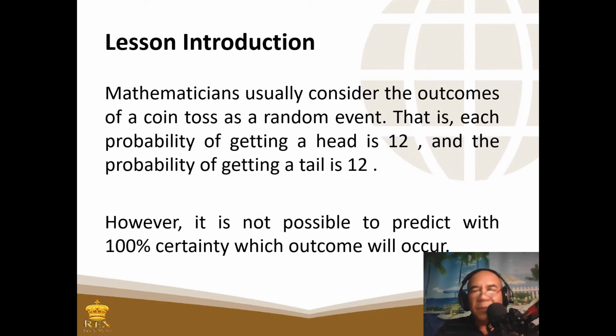Now let's come to our lesson for today. Mathematicians usually consider the outcomes of a coin toss as a random event. That is, the probability of getting a head is 1/2, and the probability of getting a tail is 1/2. However, it is not possible to predict with 100% certainty which outcome will occur.